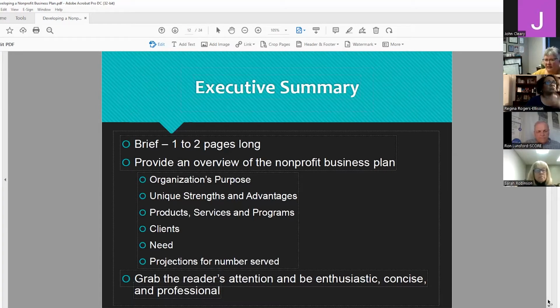In your executive summary, you're going to provide an overview of what the plan is overall. So what is your purpose? That can include what the mission is for the organization, mission and purpose. Why are you unique? Why are you different than every other or similar nonprofit organization? And what advantages will you provide over what those other organizations are doing? You're going to want to give just an overview of your products, services, or programs, how many you're going to offer, and a brief description of each.